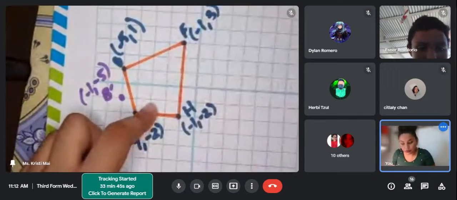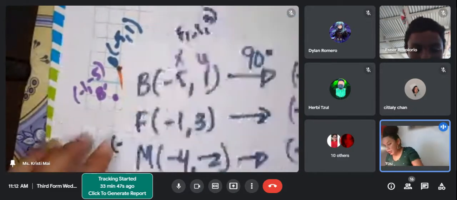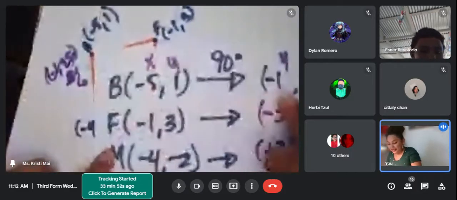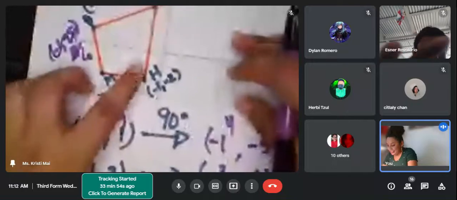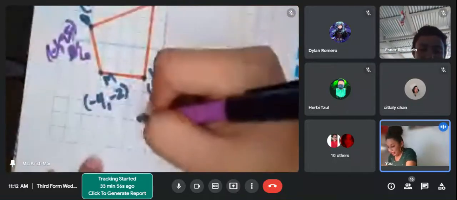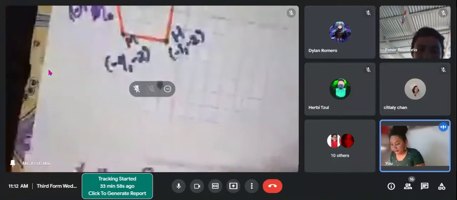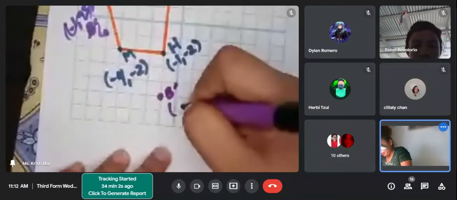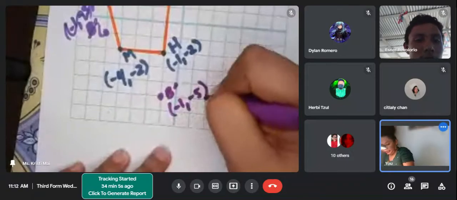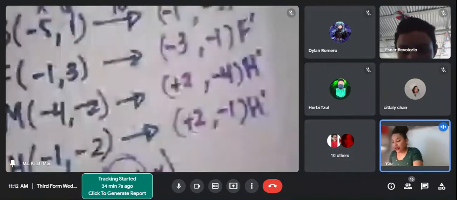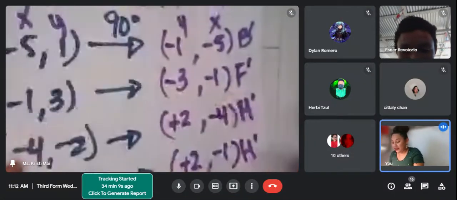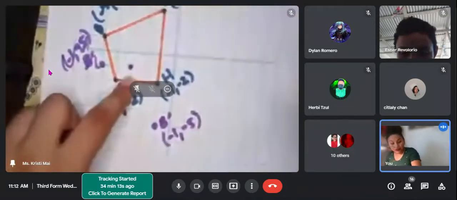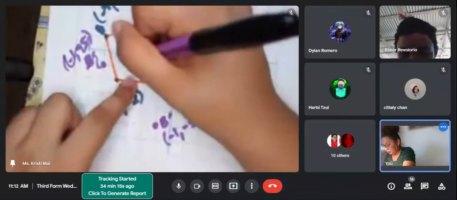Oh no. Okay, guys, I made a mistake. This is not the correct one. It's negative 1, negative 5. It's negative 1 and then negative 5 right here. That's my bad. This one is B1. Negative 1, negative 5. The other one is negative 3, negative 1: negative 3 on the X, and negative 1 right here. And this one is F1.